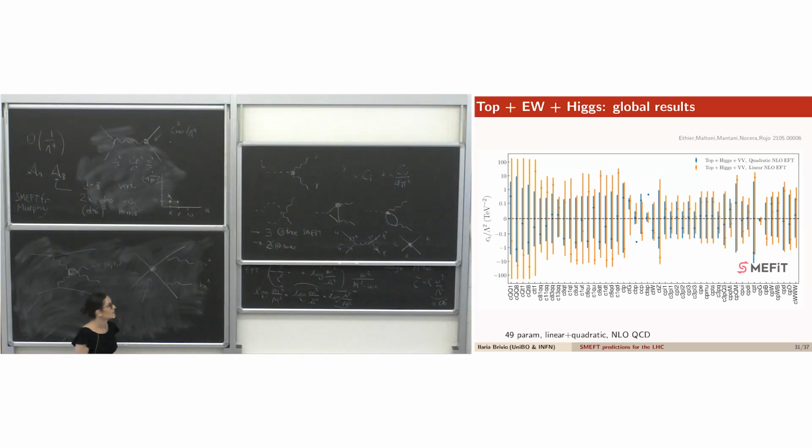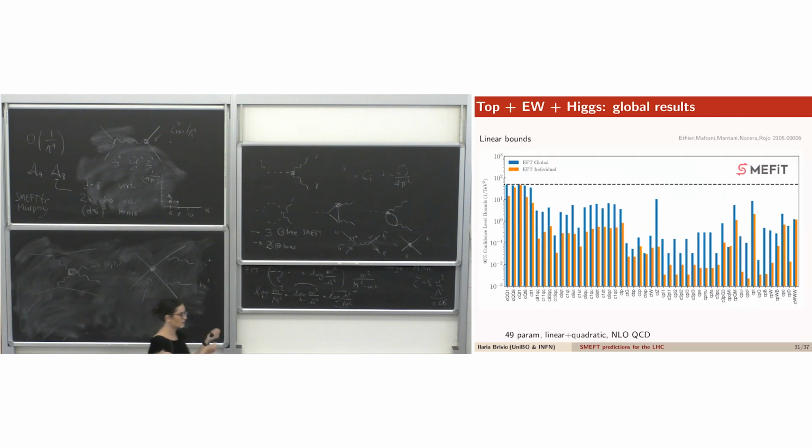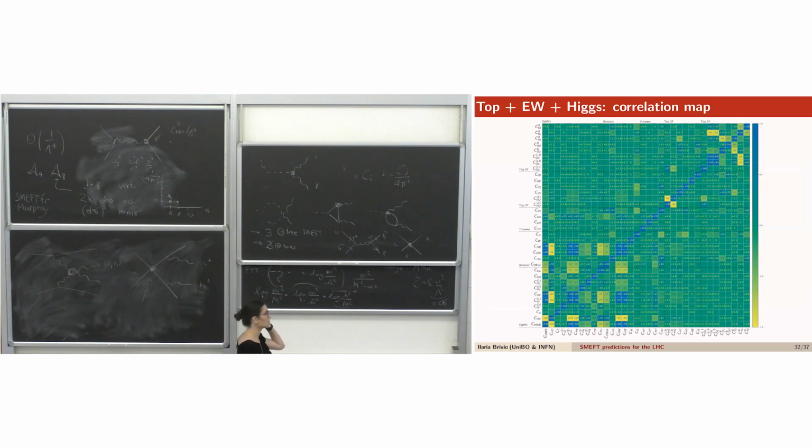This is again the same. The last feature is the fact that things can be highly correlated. So this is the correlation that comes out of the fit, how the results correlate to each other when you try to fit them. This is for the first fit that I showed you, the one from the Ellis group, so linear only, leading order only.